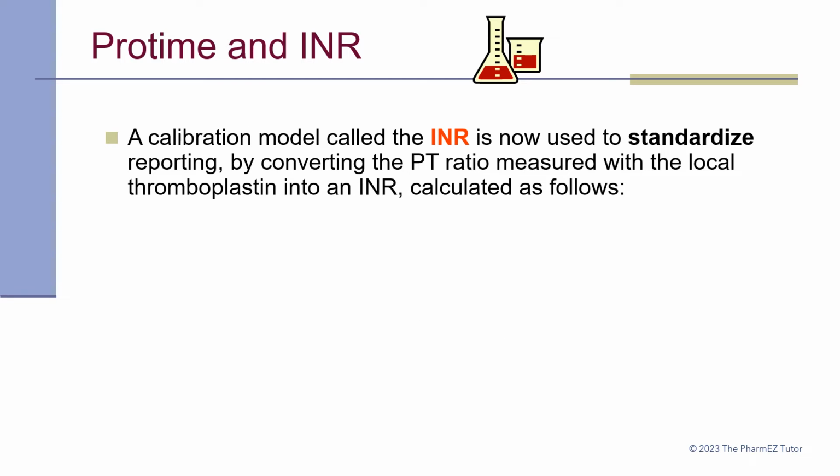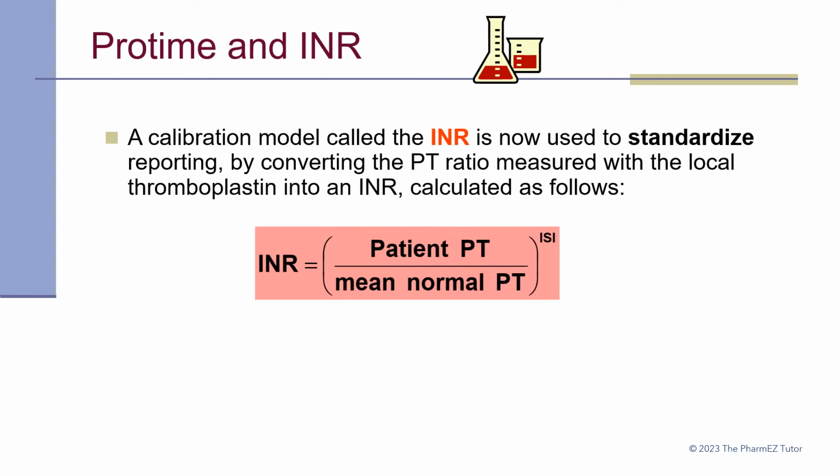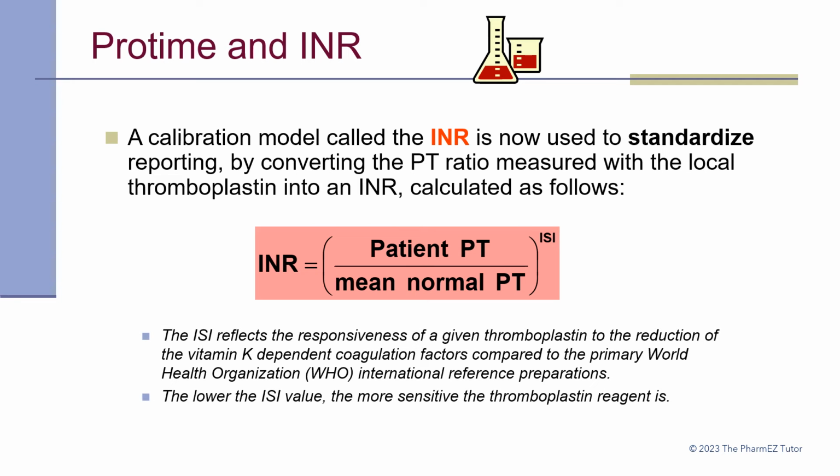A calibration model called the INR is now used to standardize reporting by converting the ProTime ratio measured with the local thromboplastin into an INR, which is calculated as follows. The INR is equal to the patient's ProTime divided by the mean normal ProTime to the ISI power. The ISI reflects the responsiveness of a given thromboplastin to the reduction of the vitamin K-dependent coagulation factors compared to the primary World Health Organization international reference preparations. The lower the ISI value, the more sensitive the thromboplastin reagent is.